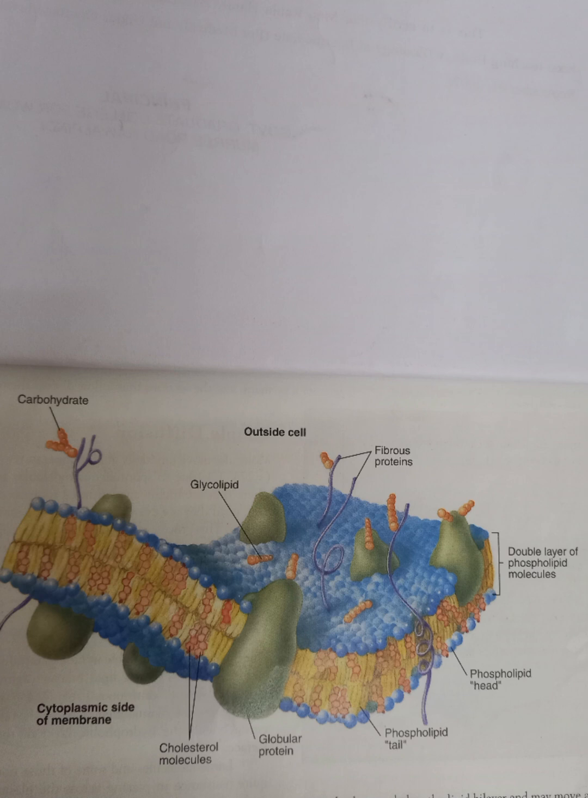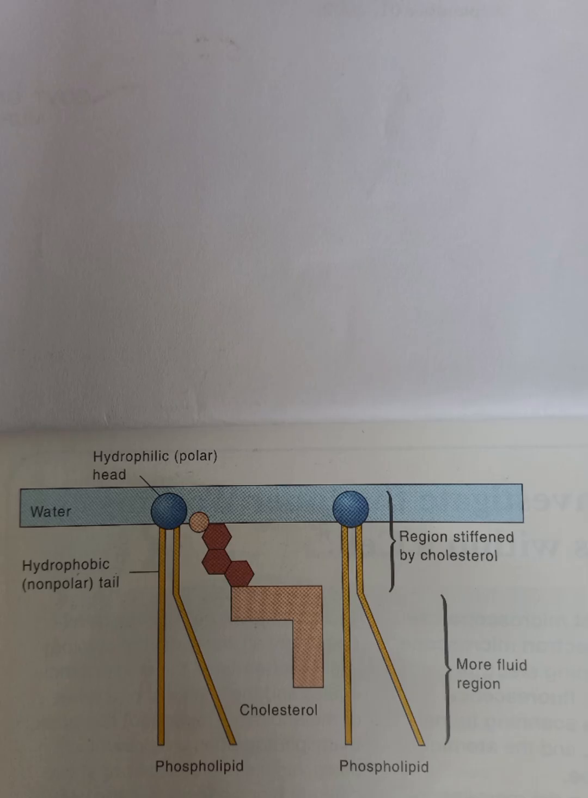Following are the important points of the fluid mosaic model. The basic structure of plasma membrane consists of phospholipid bilayer. It has one polar end and one non-polar end. The polar ends are oriented on one side towards the outside of the cell and into the fluid cytoplasm on the other side. And the non-polar ends face each other in the middle of the bilayer.